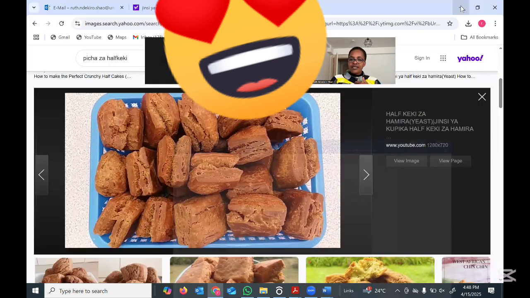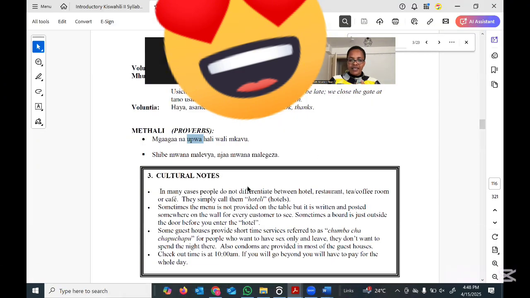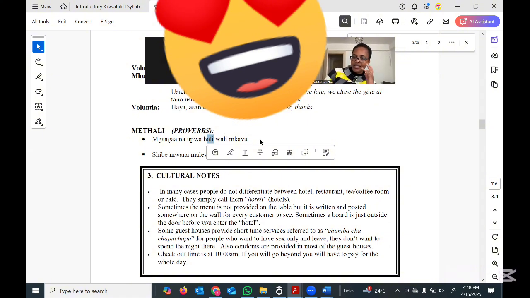Sasa the methali says that mgagaa na upwa hali wali mkavu. You already know wali. Hali is the negation. Kula, sili. Ale, hali, yeah. He or she will not eat. Wali mkavu is dry rice. So the person who is roaming along the coasts will not eat the dry rice.